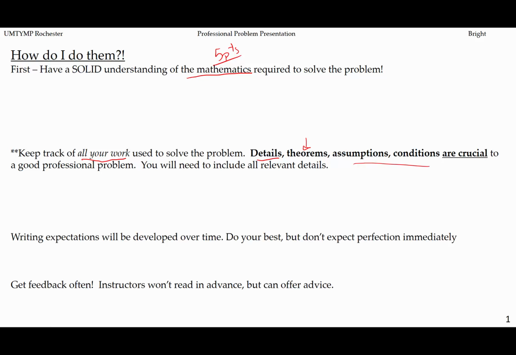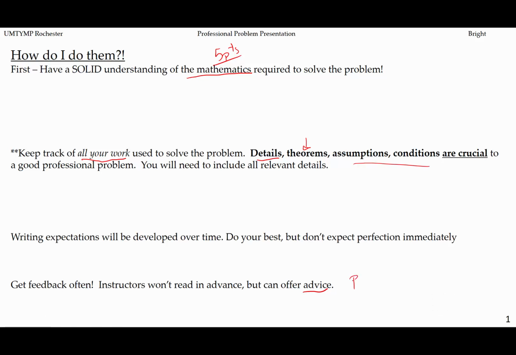The instructors, so Professor Kinnan and myself, will not read your professional problems in advance. Okay, so if you send them to us by email or bring it to us at a homework help session, we're not going to read through the entire thing. We'd be doing that for all the students. But what we can do is offer advice. So if you have a particular piece that you're working on in your professional problem and you want some feedback on that, like, am I wording this correctly? Did I get this part right? We can give you feedback on that most certainly.